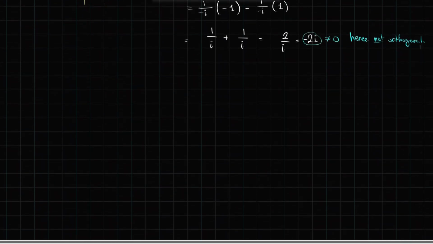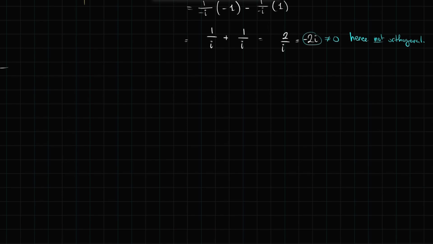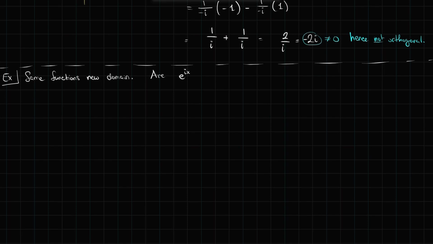Let's do one more example, and let's actually work with the exact same collection of functions, but we'll modify the domain. Example, same functions, new domain. Are e to the ix and e to the 2ix orthogonal on the domain negative pi to pi?